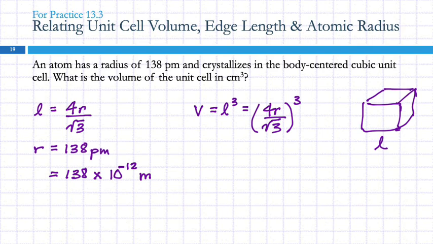Okay, so now we've got meters. Let's convert this to centimeters. I'm going to multiply by centimeters, divide by meters. Well, 1 centimeter, centi stands for 10 to the minus 2. So in my calculator, I'm going to say 138 EE minus 12 divided by 1 EE minus 2. And then my calculator shows me this.